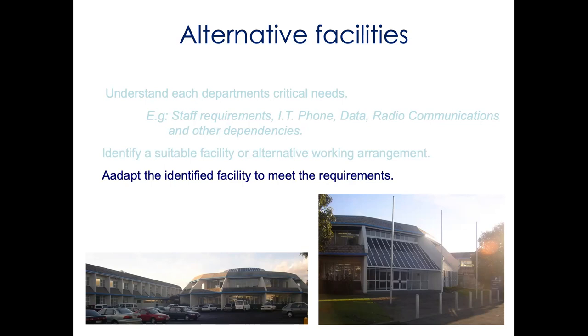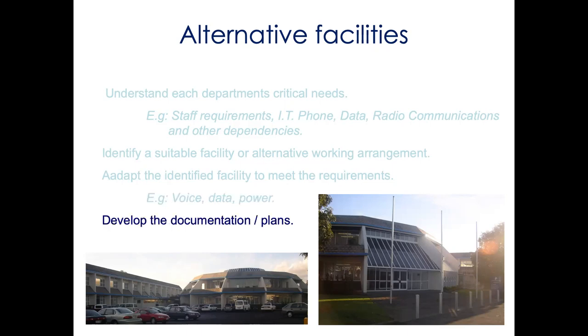Tap the identified facility to meet requirements. We figured out, okay, this room is big enough. It has the connections, or we will put in place the connections needed. We'll put in place the desks, the computer terminals, etc. For example, voice, data, power. And then to make sure that this would work every time, we developed the documentation and the business continuity plans to say, this is what it'll do. So each department had a copy of exactly, in this event, you cannot operate from this building, this is your response.